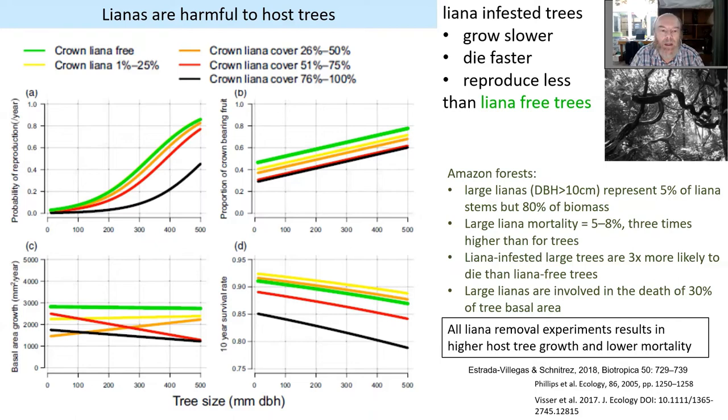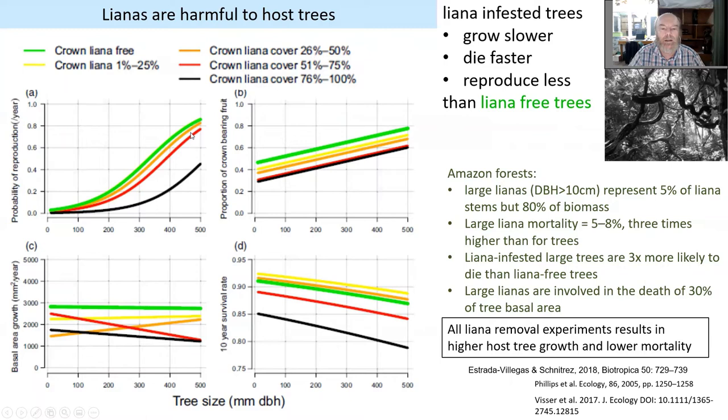There is a more sophisticated study which is shown here, looking at the trees which are liana free, and then four different levels of liana cover, and these are measuring different impacts of lianas on trees of different sizes. So these are DBH of trees, and we are looking at probability of reproduction, flowering, fruiting in a given year. And so here we can see that the heavy liana infestation is the only one which has serious impacts, although mild impacts are also there for the other categories.